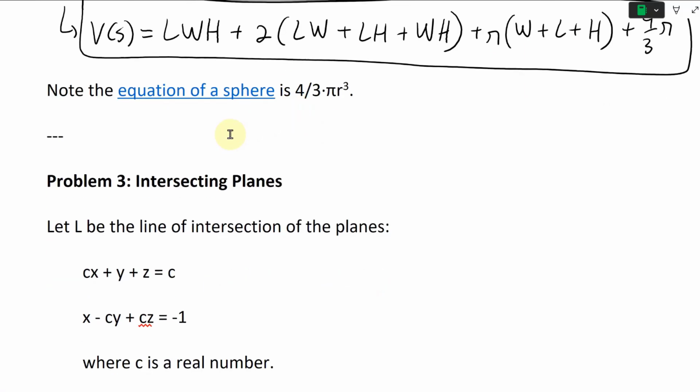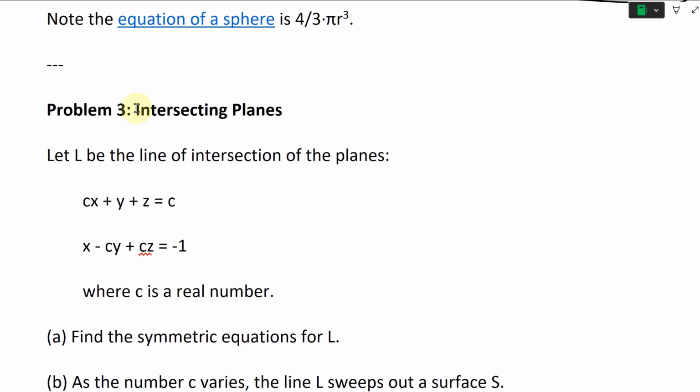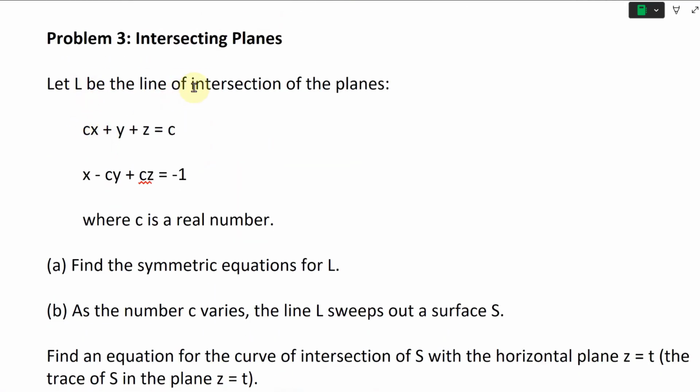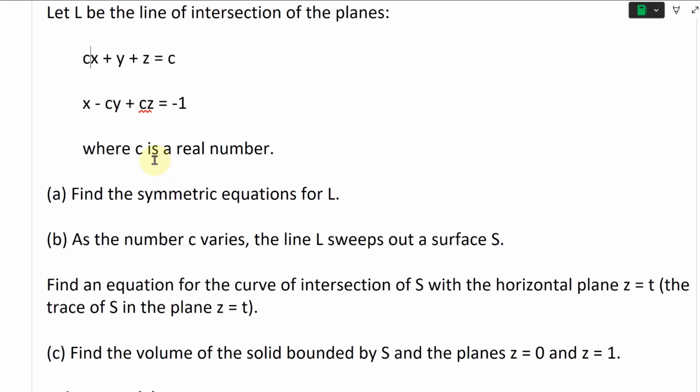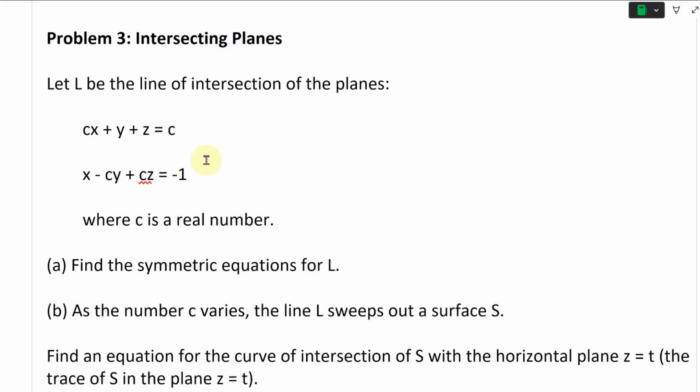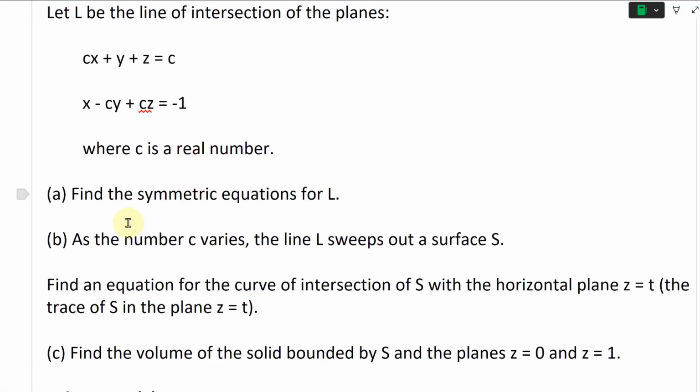Alright, now let's continue on to problem 3, and this is looking at intersecting planes. Let L be the line of intersection of the planes Cx + y + z = C and x - Cy + Cz = -1, where C is a real number. In part A, we're asked to find the symmetric equations for L.